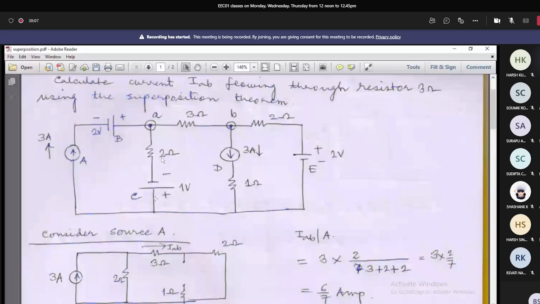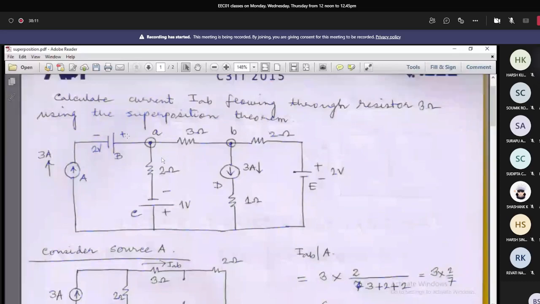So we don't need to draw it. Whenever we are not taking care of this 3 ampere source, we have to just bypass this path. This path is not required, not needed to be drawn. So we take C source and then we open this particular 3 ampere source and then we solve it.